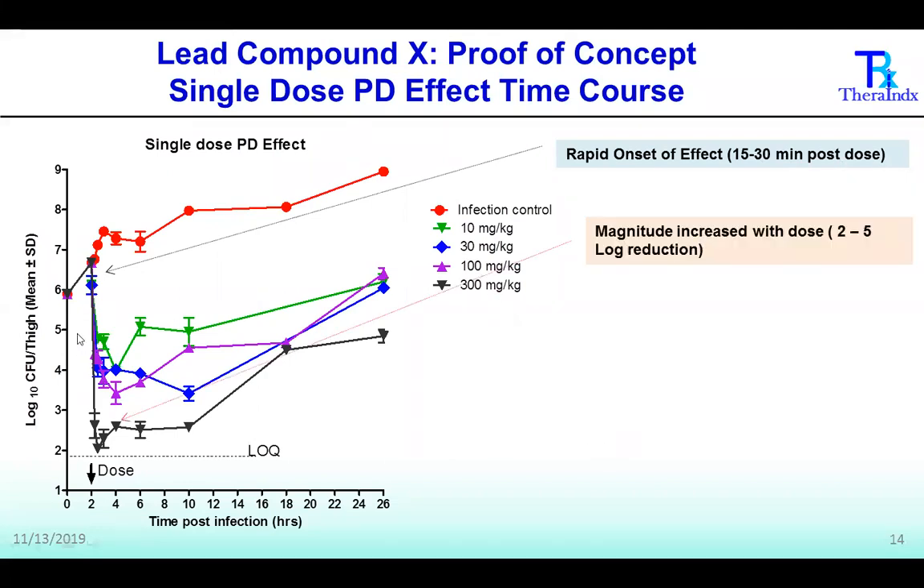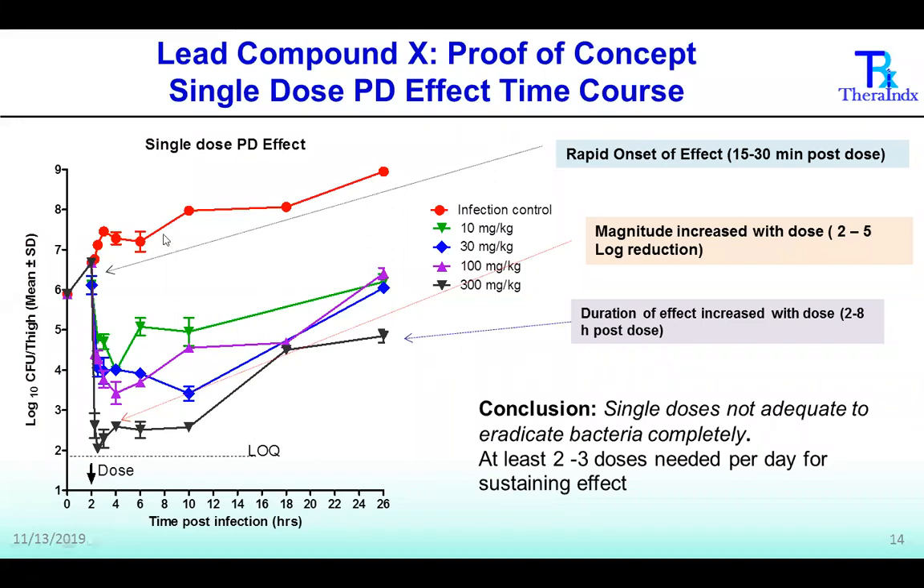The magnitude of killing, you can see here, increased with dose, that is in a dose-dependent manner. The bacterial numbers are reduced almost up to LOQ here at the highest dose. The duration of effect increases with dose. Here, you see a peak effect and then bacteria begin to regrow, but at different rates. At the highest dose, there is a flat phase, after which the bacteria begin to grow. However, none of these reach the levels you see in the infection.